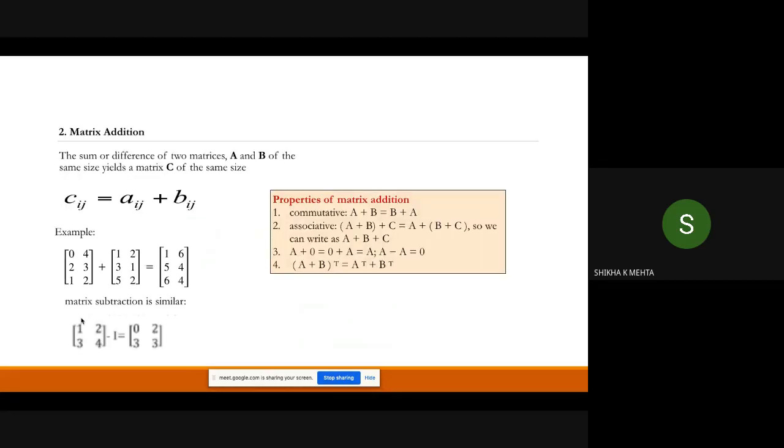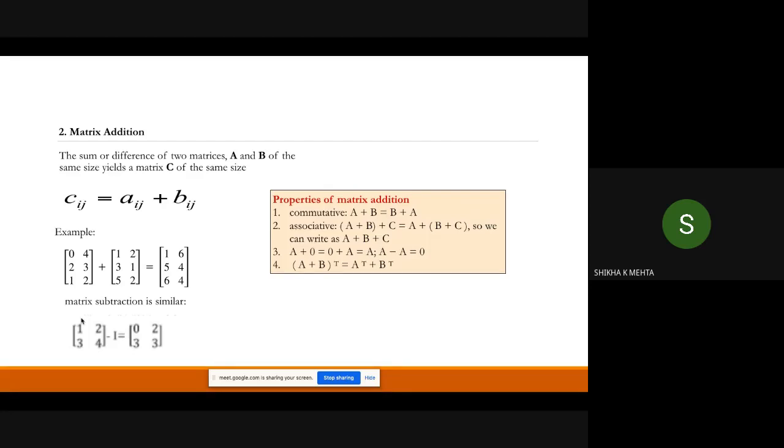Then we move on to matrix addition. You already know that in vector addition, we add the corresponding elements of the vectors, and in matrix addition we also add the corresponding elements. So here we are taking 0 plus 1 is 1, 4 plus 2 is 6, 2 plus 3 is 5, 3 plus 4 is 7, 1 plus 5. I have been moving row wise.